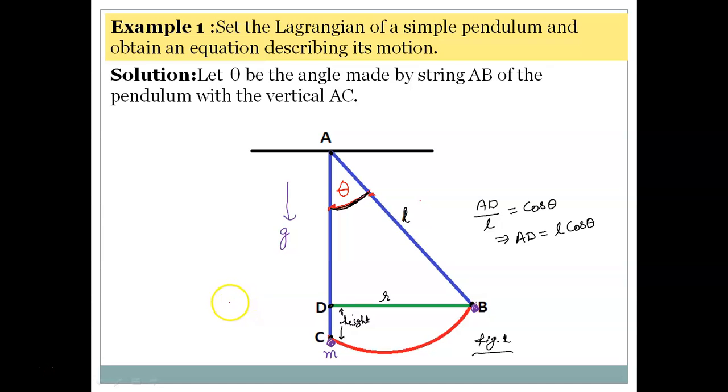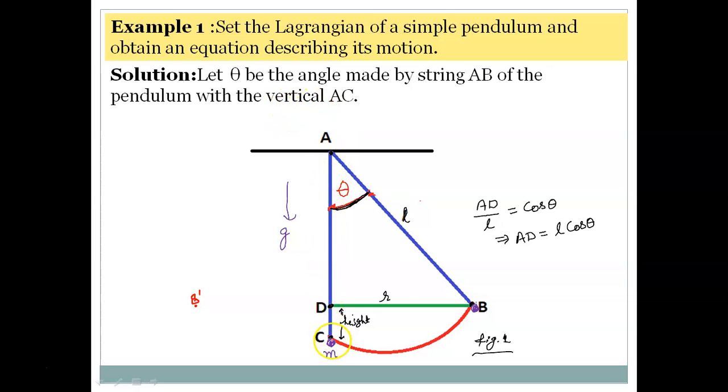When we allow it to oscillate in this manner, it attains the maximum distance, maybe up to point B. Similarly, on this side it may go up to some point B dash. Such a motion is that of a simple pendulum. So what are the parameters here? Theta is the angle made by the string AB of the pendulum with the vertical AC.